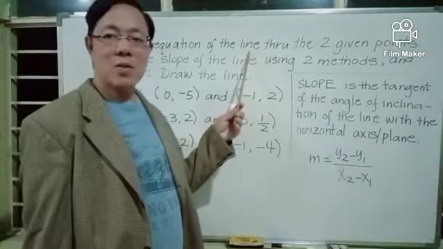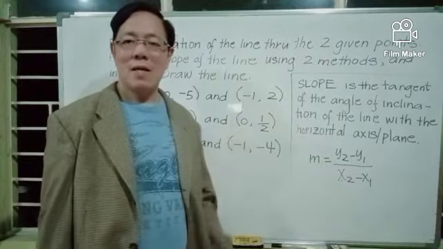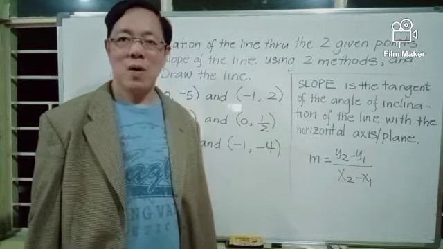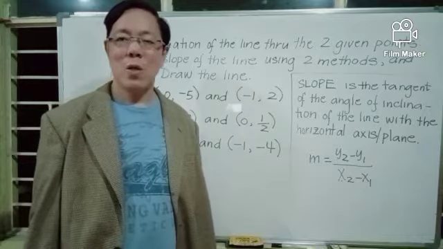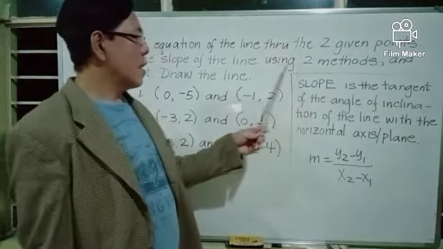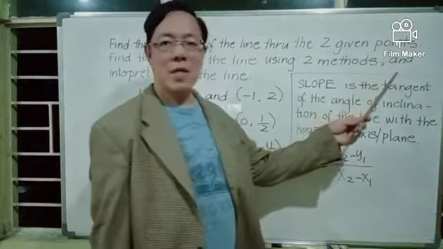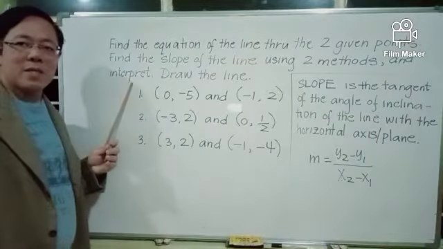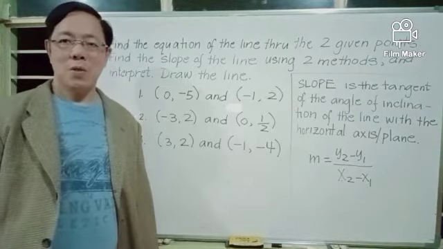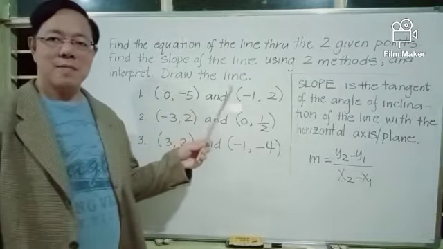First, in method 2, you find the equation of the line through the 2 given points, and you write that equation in general form. And that general form of the equation of the line you write in slope-intercept form, and that will be for method 2. And after you obtain the slope of the line, interpret the slope of the line as I have shown earlier in our example, and draw the line.